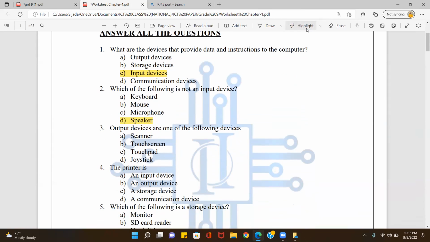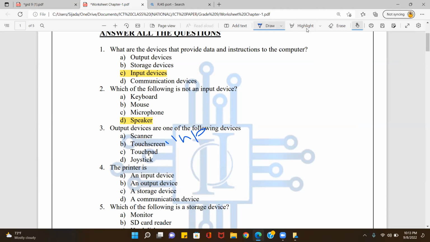Scanner: you scan your book and send it inside the computer. So is it an output device? No, it is an input device. Touch screen can be an output as well as an input, because from the touch screen you give the instruction, and from the touch screen you also see the view or the display. So it can be input and output. So we'll keep it aside. Okay, we'll move to the next one.